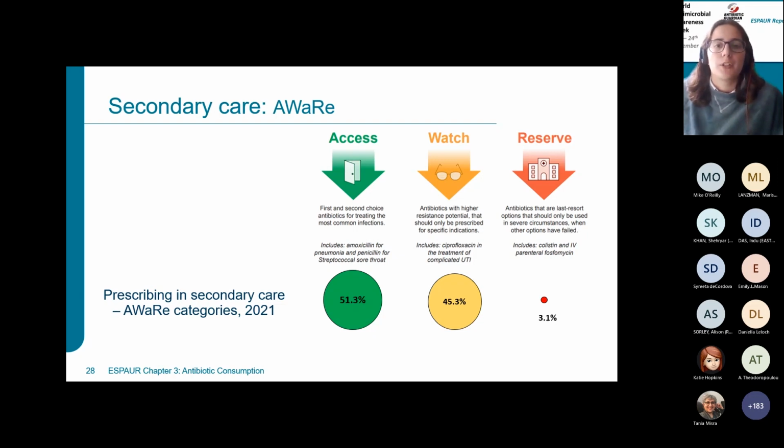And using a version of these categories adapted to fit the antibiotic landscape in England, we can see that this was the case in 2021, with 51.3% of all antibiotics prescribed in secondary care being access antibiotics, followed then by the watch group, of which 45.3% of all antibiotics were watch antibiotics, and then 3.1% were reserve. Next slide, please.